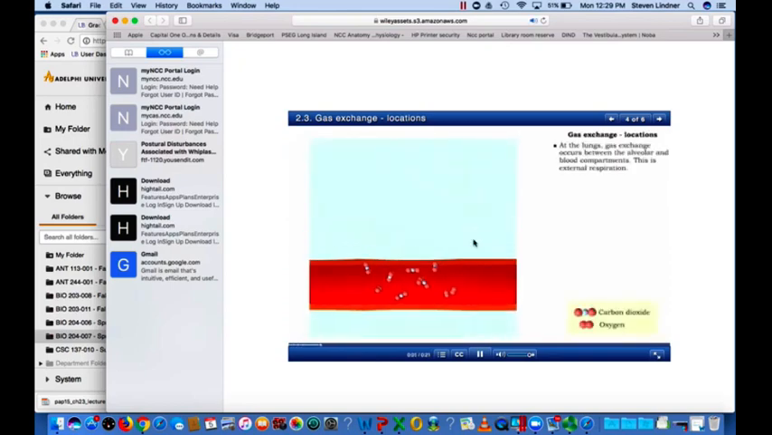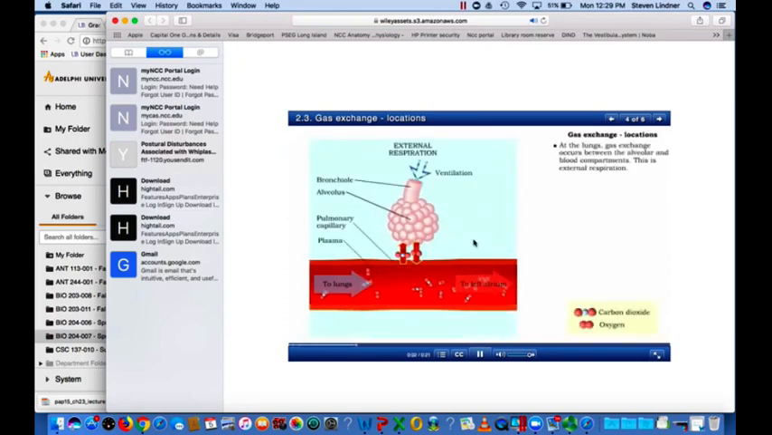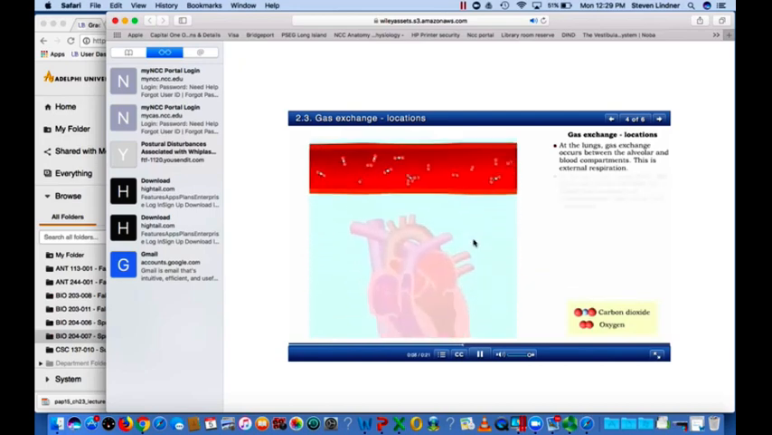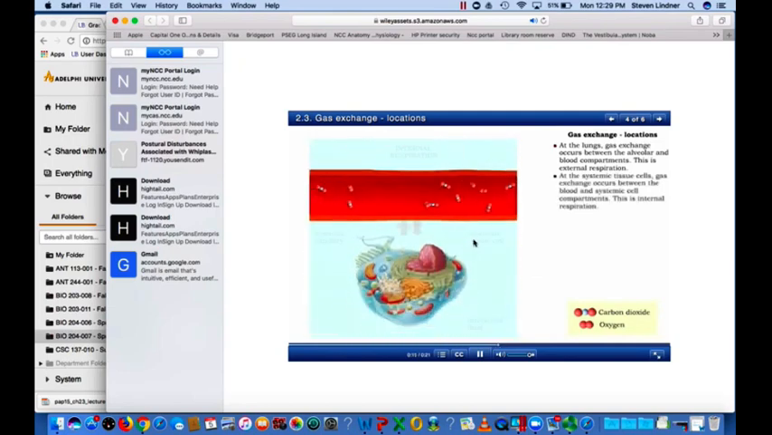At the lungs, gas exchange occurs between the alveolar and blood compartments. This is external respiration. At the systemic tissue cells, gas exchange occurs between the blood and systemic cell compartments. This is internal respiration.